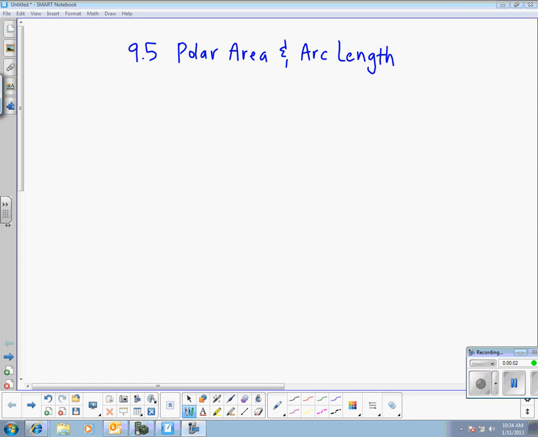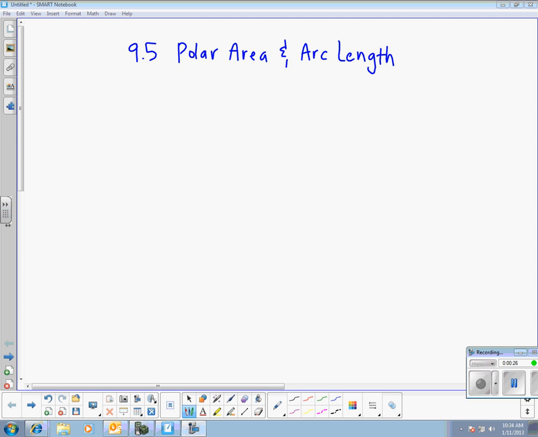Okay, guys, there's good news. 9.5 is the last official section that we will be doing this year. I'm not saying we're not going to learn anything else that you've never learned, but as far as progressing through the book, 9.5 is it. So we are about ready to have a test on polar and parametric. We'll talk more about dates in class.